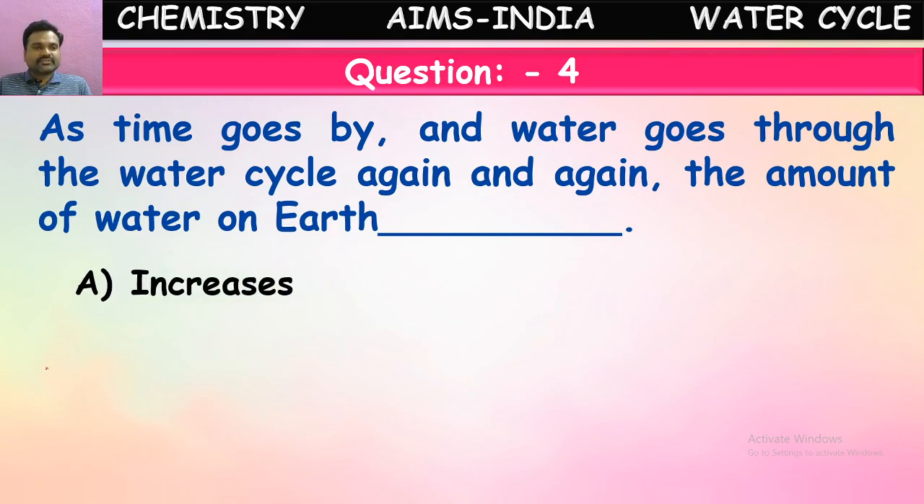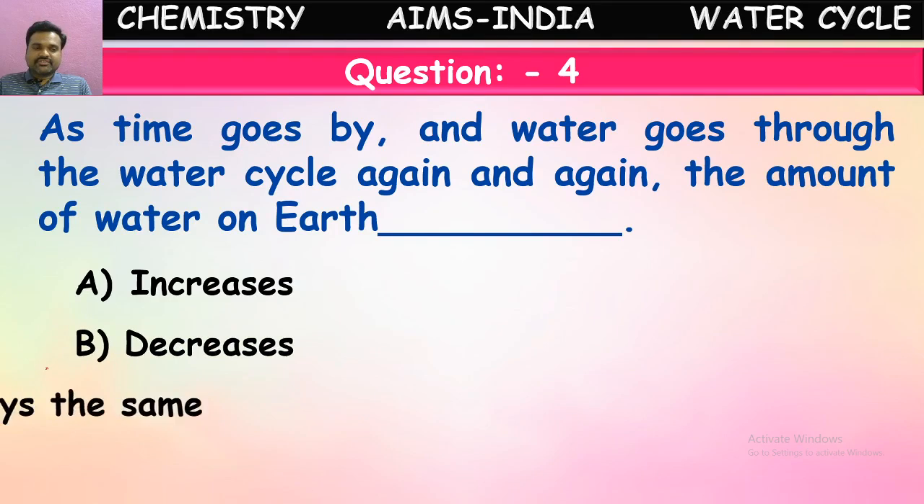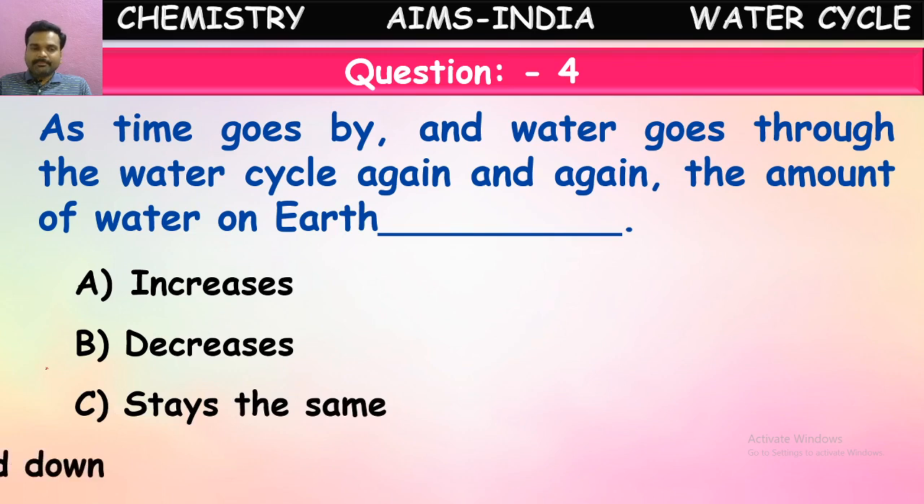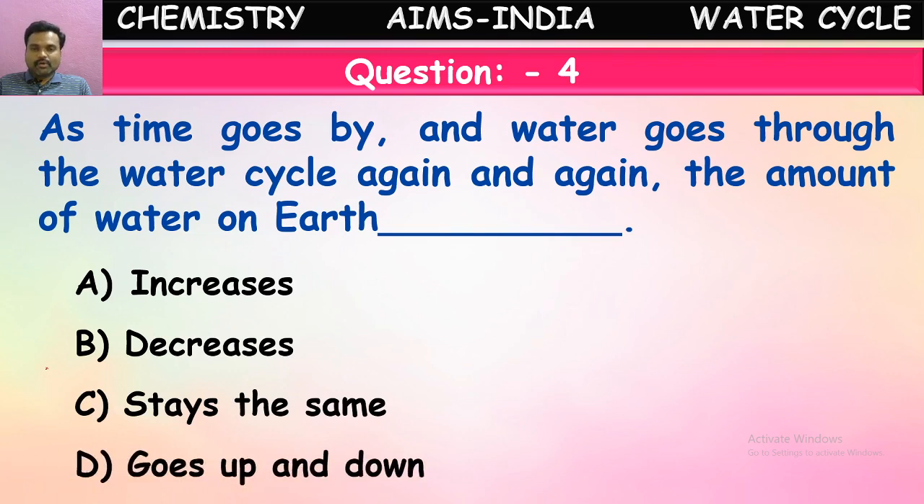Options are like this: the amount of water increases on the earth, the amount of water decreases on the earth, stays the same, or goes up and down. What happens to the amount of water on the earth because of this water cycle, or the circulation of water from one form to another again and again? Yes, children, what happens to the quantity of water on the earth? Will it increase, decrease, or stay the same?